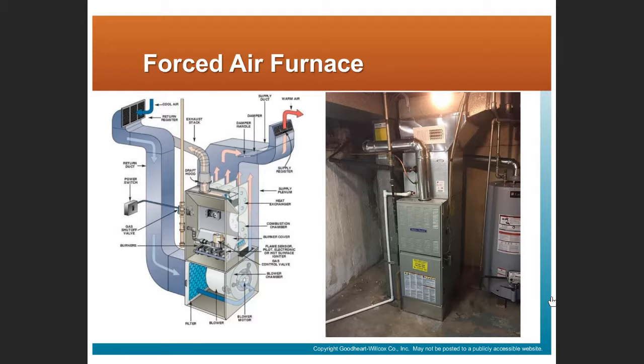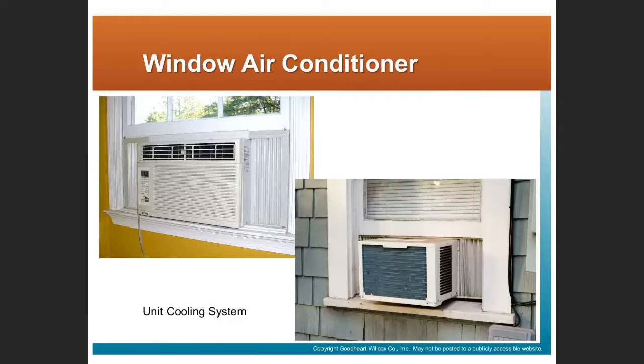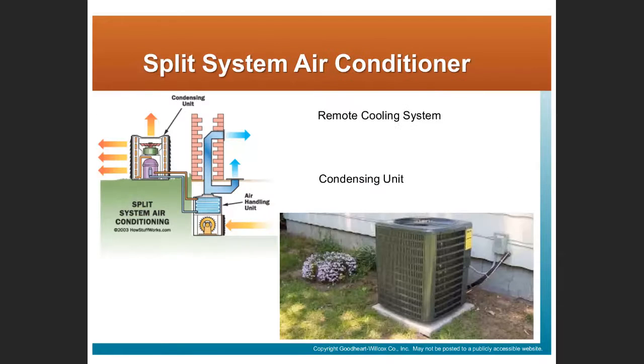In terms of mechanical systems, and I'm watching the clock here, I should finish just about on time, right? We talked about different types of heating systems. Here's our forced air furnace. Different types of cooling or air conditioning systems. The textbook used the term unit cooling systems, right? Here's our window air conditioners. Our split systems or remote cooling systems, right? This is the condensing unit outside that gets paired with the furnace inside the house.